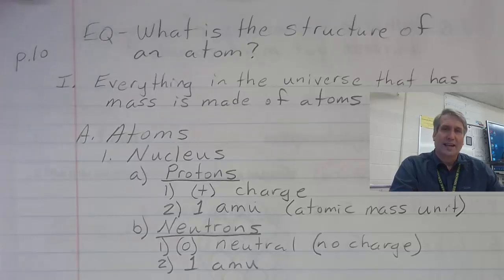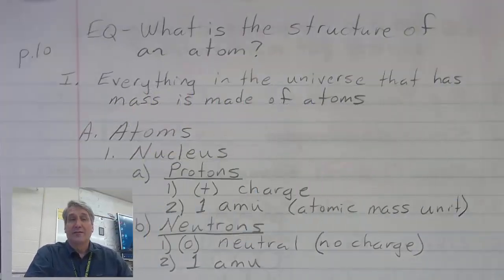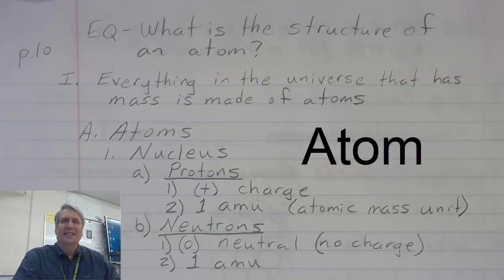In this video we're going to take it straight from the notebook with basic chemistry and the structure of an atom. When studying life, biologists often look at different levels of organization. The lowest level of organization usually looked at in biology is the atom. Everything in the universe that has mass is made of atoms, including living organisms and living cells.